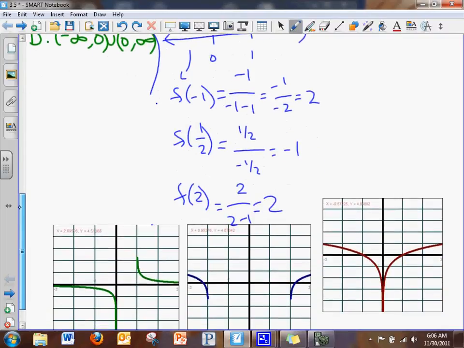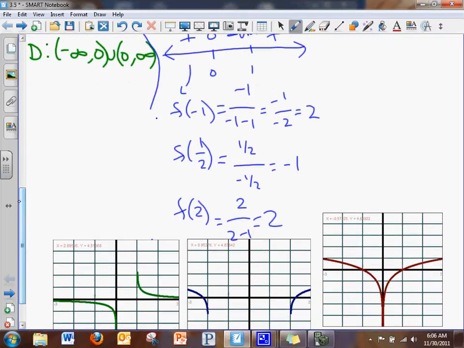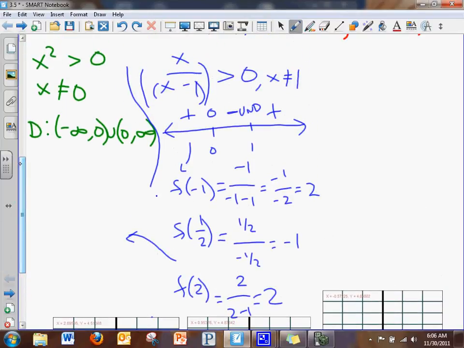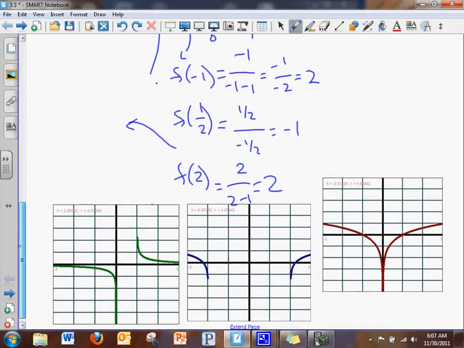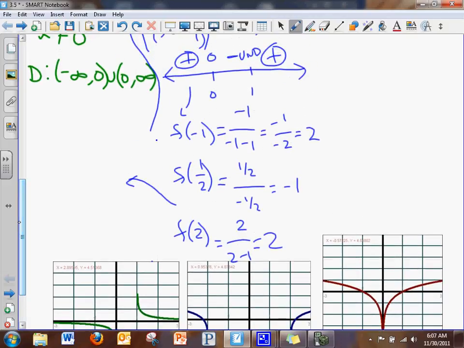All right, so we can write our domain real quick for this guy. I'm going to do it over here. So when is this greater than 0? Well, this interval is greater than 0, and this interval is greater than 0. So my domain is going to be from -infinity to 0, union 1 to infinity. And I'm not including 0 or 1 in those two intervals.